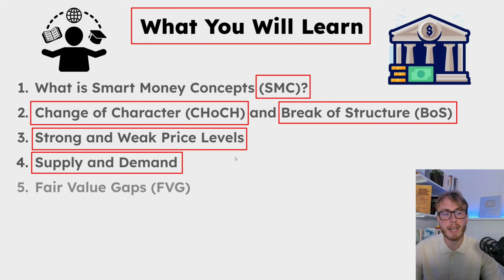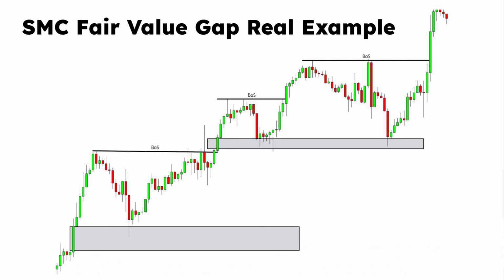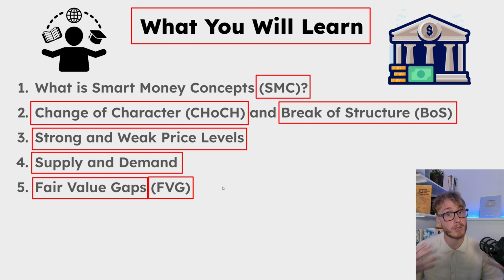Because it's actually when you combine supply and demand with these other concepts that you can really start to improve your trading. In chapter 5, it's time to cover fair value gaps, or for short, FVG. This right here is a very important smart money concept to understand, and I will go over everything you need to know in a simple, step-by-step manner.